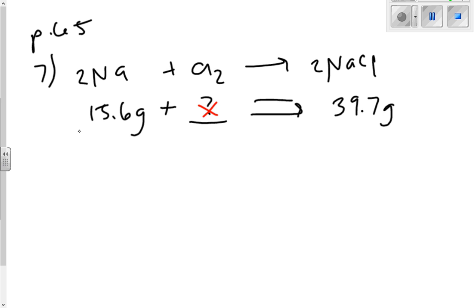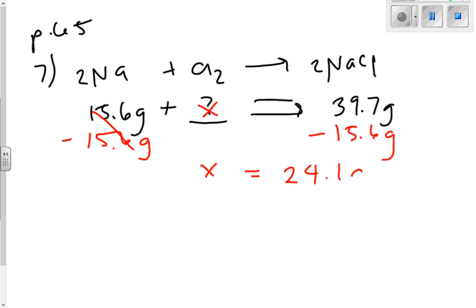To solve that, you just have to isolate X. So I'm going to subtract 15.6 grams from both sides of my equation. And my unknown amount is 24.1 grams. And that's how much chlorine gas I had to start with. So the big thing to remember is that the mass of your reactants has to equal the mass of your products.